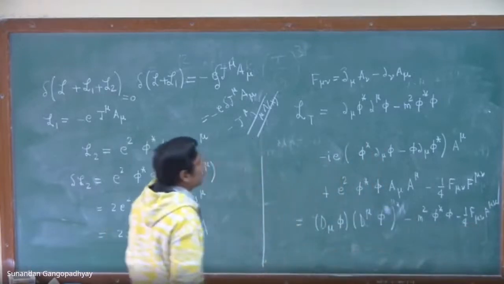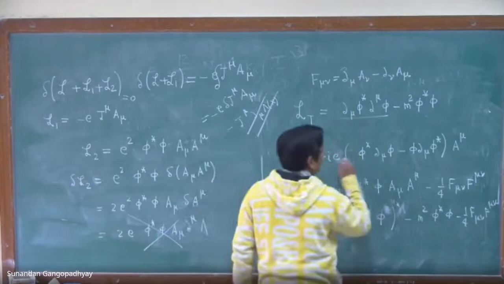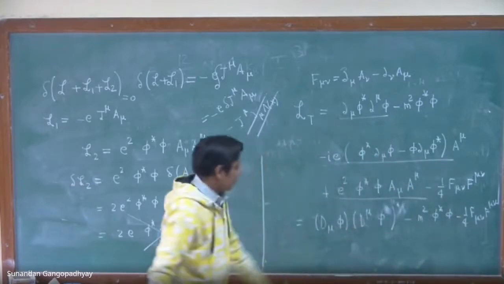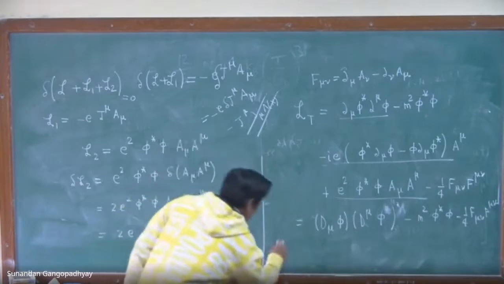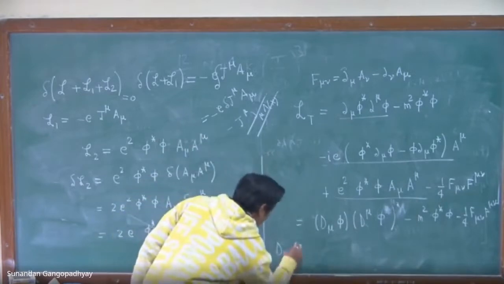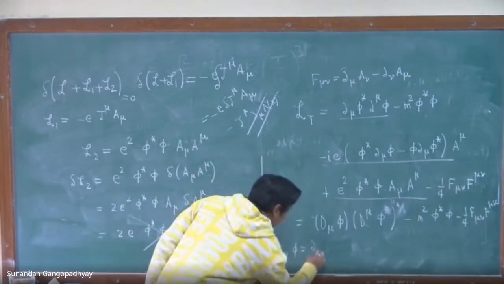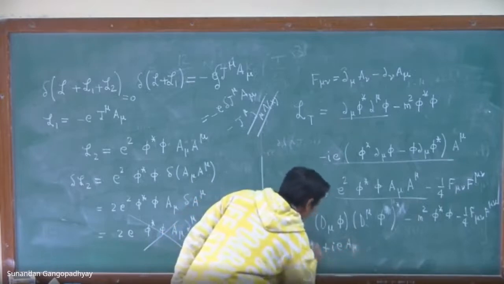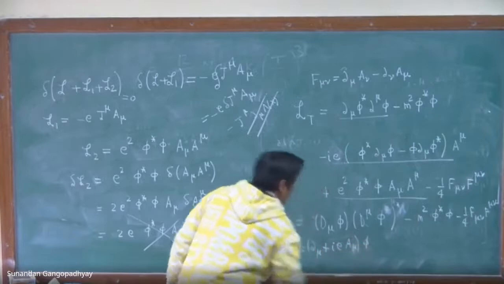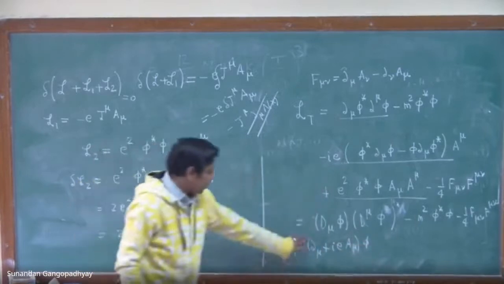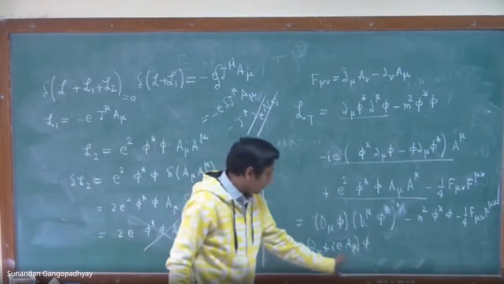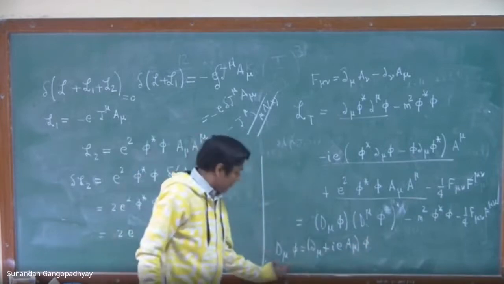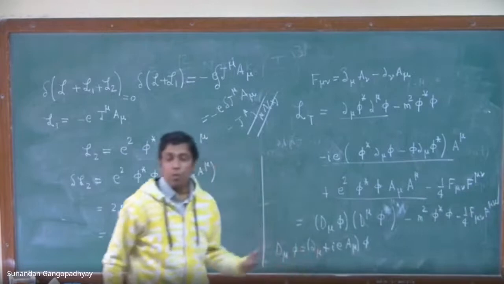So you can combine this term, this full term, and this term into this term. What is capital D mu? D mu phi is basically del mu plus i e A mu of phi. And what is D mu phi star? It is del mu minus i e A mu of phi star. This derivative that I have defined now is called the covariant derivative.